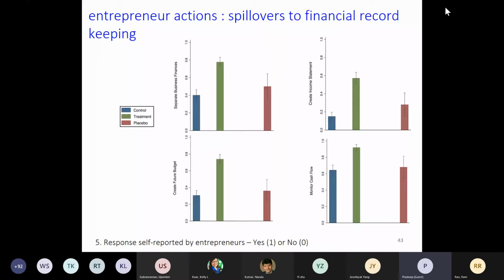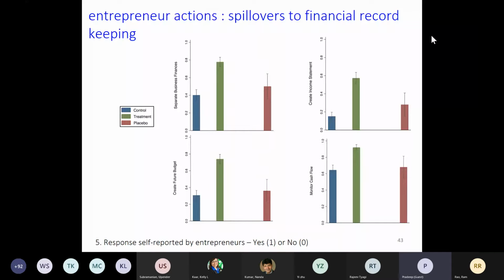Okay, so now if you look at some of these other activities which are not so directly marketing related, you can think of them as being broadly like accounting or finance related activities. We looked at four of these metrics. One of the metrics that is relevant to a lot of these small businesses is whether they separate out their home finances from their business finances.